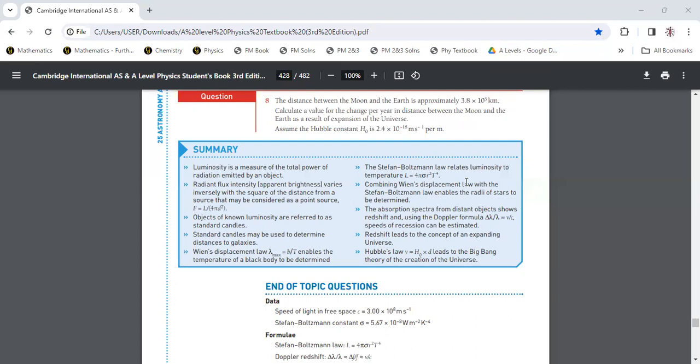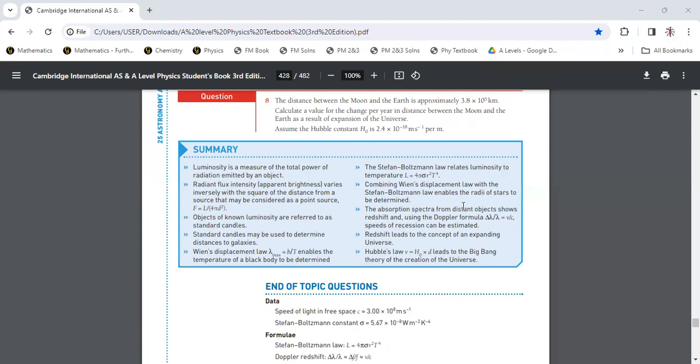And you can also determine how fast a galaxy is moving away from Earth, and how far it is from Earth using our Doppler's redshift formula. Of course, if it's moving towards Earth, it will be blue shifted, so a change in lambda will be negative. So always use lambda final minus initial. And because of Doppler's redshift, it leads to the concept that the universe is expanding.